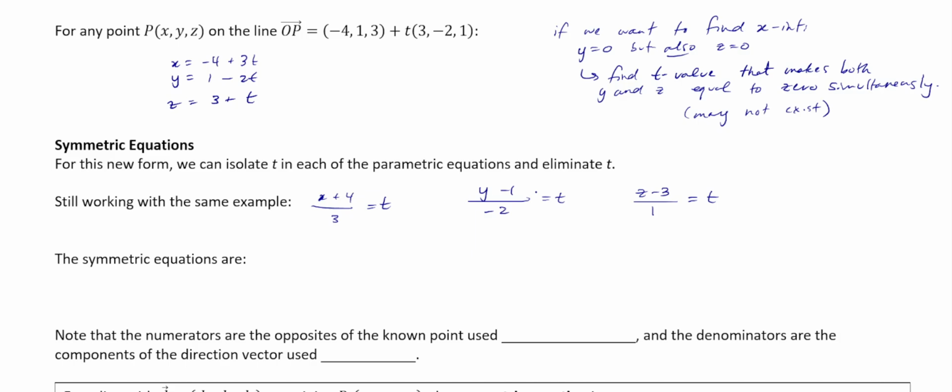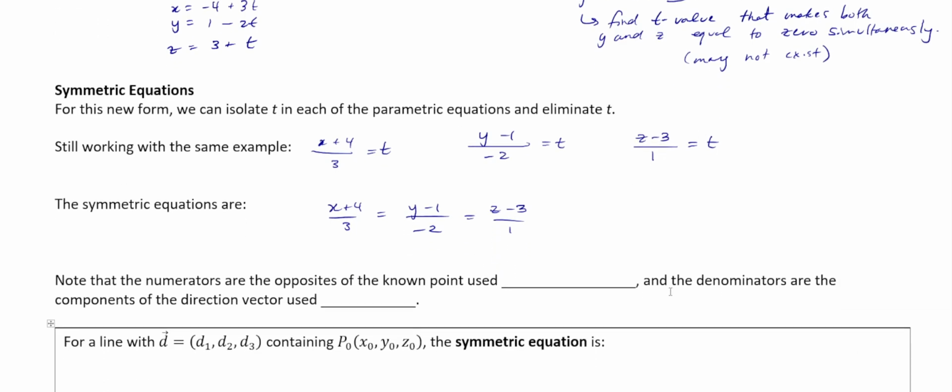Since all of these 3 equations are equal to t, I can make my symmetric equations. I can say that x plus 4 over 3 is equal to y minus 1 over negative 2 is equal to z minus 3 over 1. They're all equal. Now you might be wondering why I've left a negative in this denominator and why I'm even bothering putting the 1 here. Well, we're going to see this in a second.